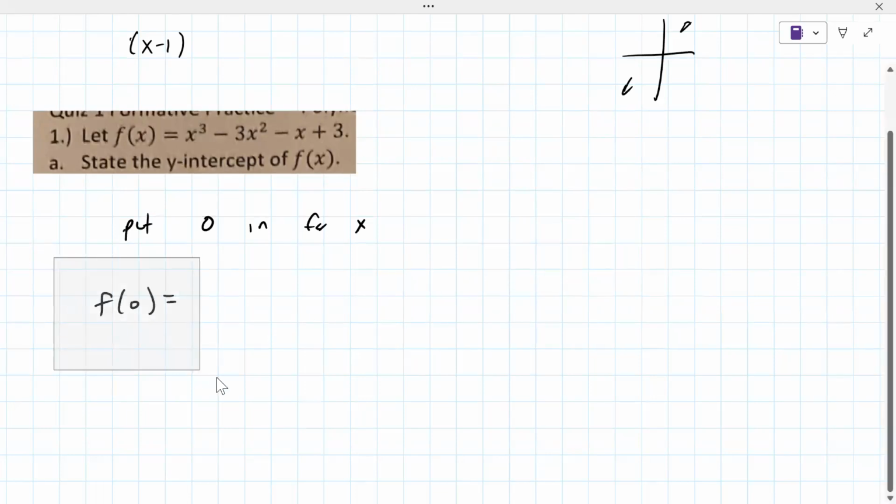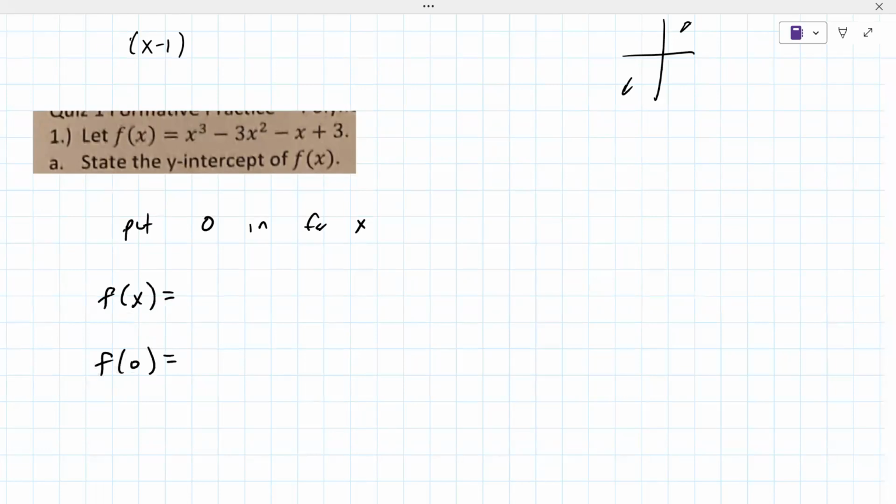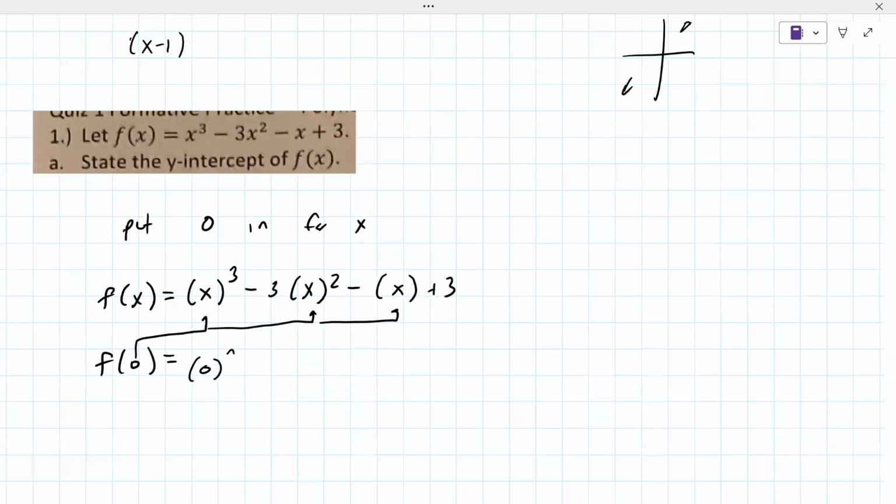Now, before you do that, this is kind of an important thing here: you really treat the function, anywhere there's an x, as if it's in parentheses, just the x though, not the other stuff. The idea is that when you're substituting in, that 0 is taking the place of x in all of those positions. So it's 0 cubed minus 3 times 0 squared minus 0 plus 3, like that. Now, it is often the last number, the constant, but not always. So just be careful with that.